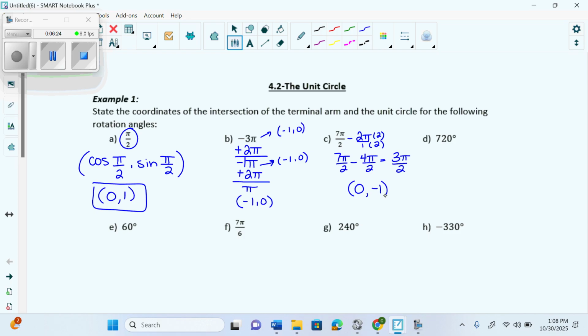720, you could envision it going like 360, 720, and it lands on the same spot as 360. Or could I just find the coterminal? It's too big, so what would I do? And it's in degrees. Subtract 360 degrees. And then I'm going to get 360 degrees. And the answer at 360 degrees is 1 and 0. Yeah?